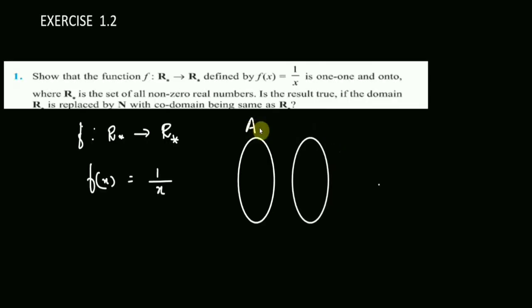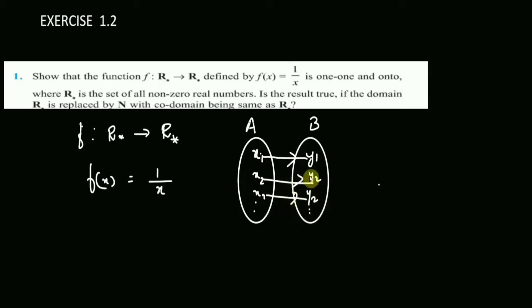Suppose you have two sets A and B. Suppose A has x1, x2, x3 and B has y1, y2, y3. A and B are two sets. Different elements of A have different images. That means if you take two elements x1, x2, different elements, they should have different images. This is what you have learned as a one-to-one function.